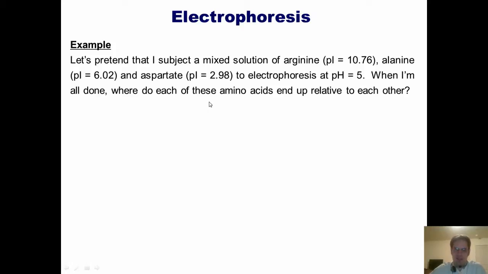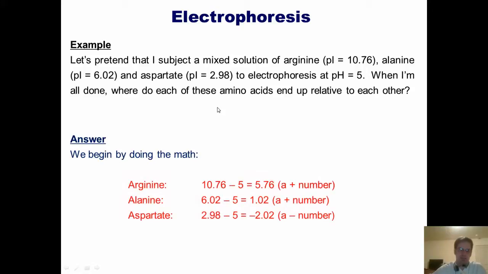Let's see if we can figure this out. We begin by doing the math. Here's arginine. What I do is I take its isoelectric point and I subtract the pH of the solution, 5. And I end up getting this number, 5.76. That is a positive number. What does that mean? It means that when you run the electrophoresis, arginine is going to move toward the negative electrode.